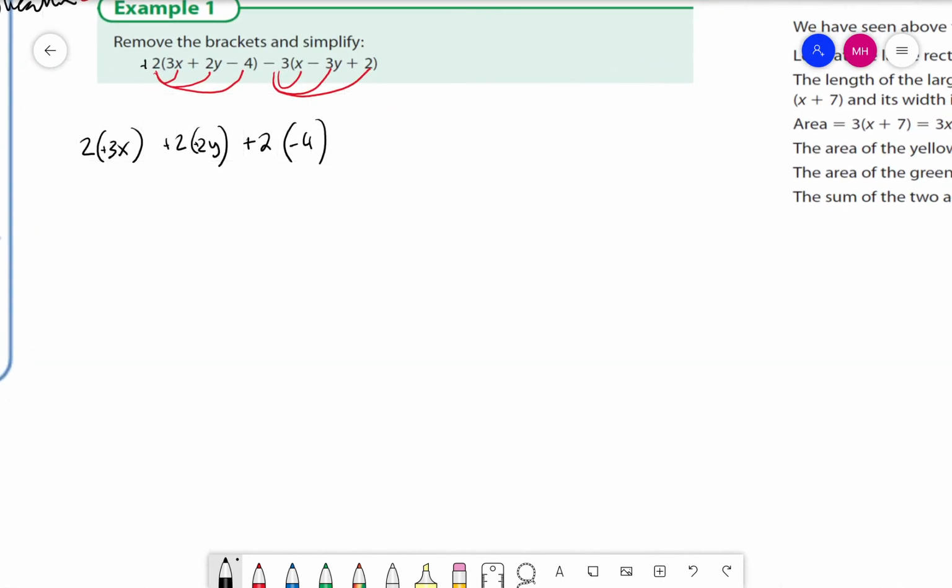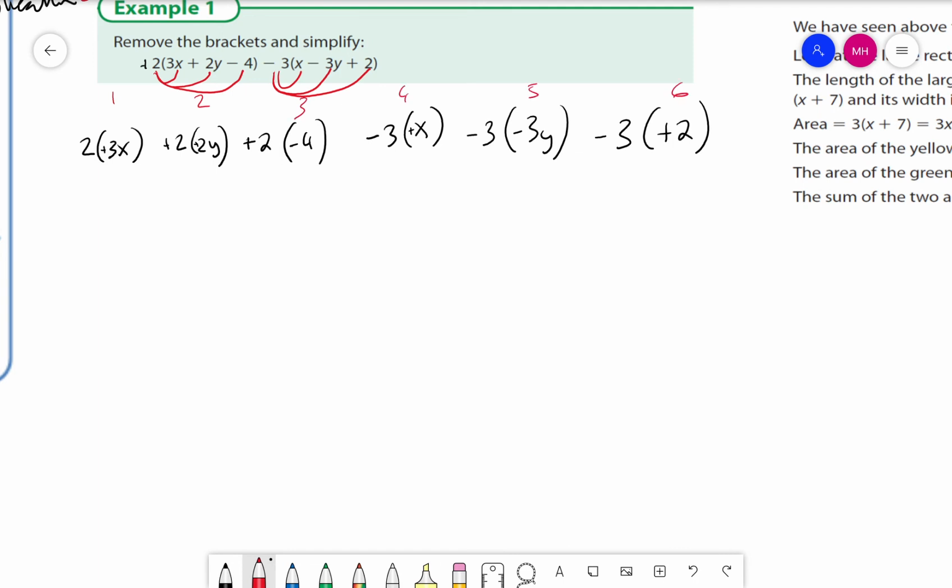Moving on, you've got to multiply, keep the sign now, so it's minus 3 by a plus x. Then we've got to multiply a minus 3 by a minus 3y. And then you've got to multiply a minus 3 by a plus 2. So once you have them all written down, we said 6 to start, you can count them. You got 1, 2, 3, 4, 5, 6 bits of multiplication to do.